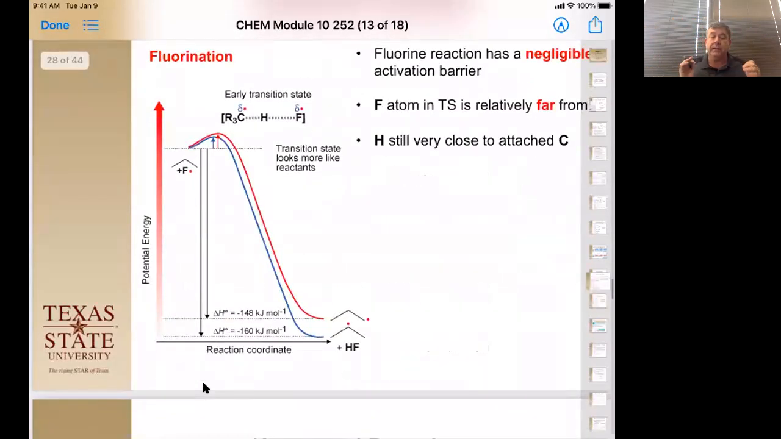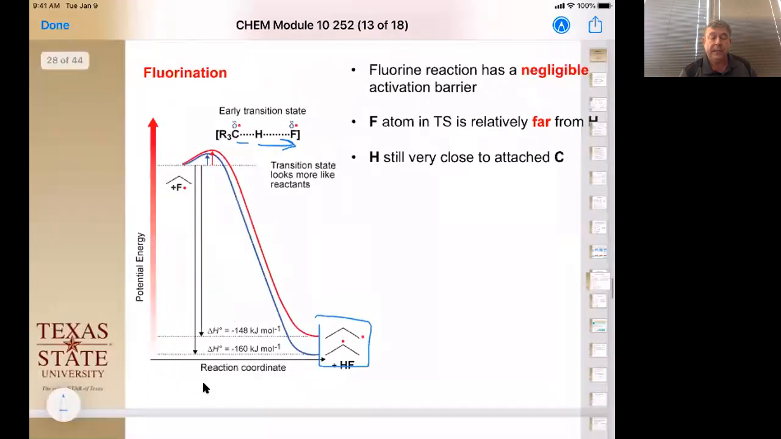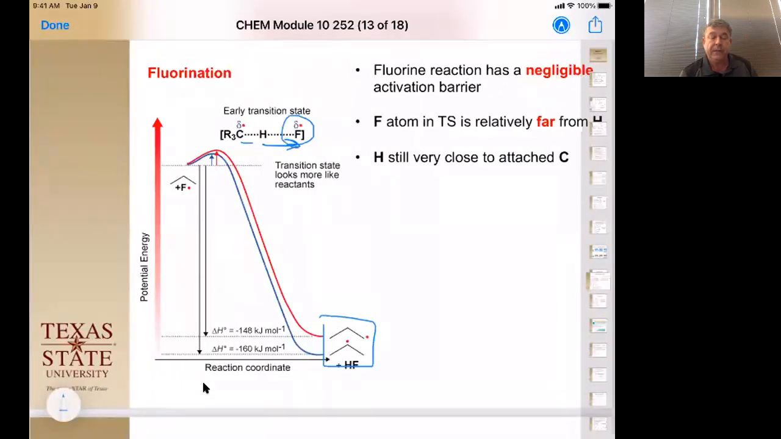Okay, so if we looked at the difference in the fluorine abstracting that hydrogen from one or the other, what we're going to see is that there is very little difference between the abstraction of the primary and the secondary, very little difference in energy found from that. And the transition state is far from the hydrogen. See where our fluorine abstraction is here? It's very far away. This is much more like starting material. Okay.